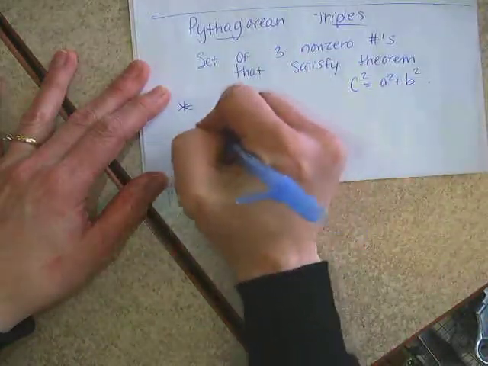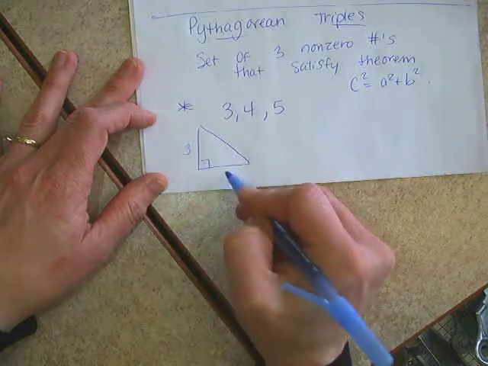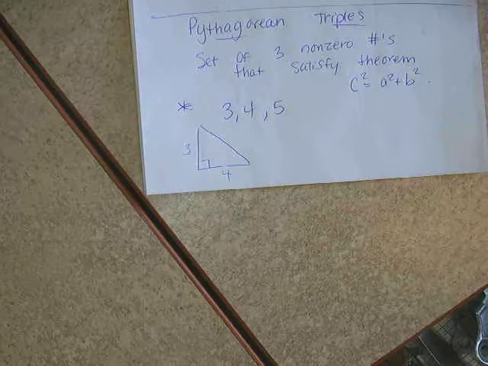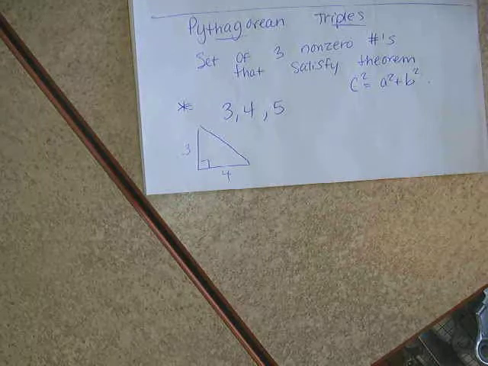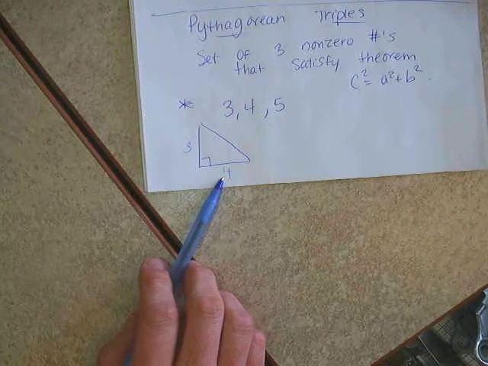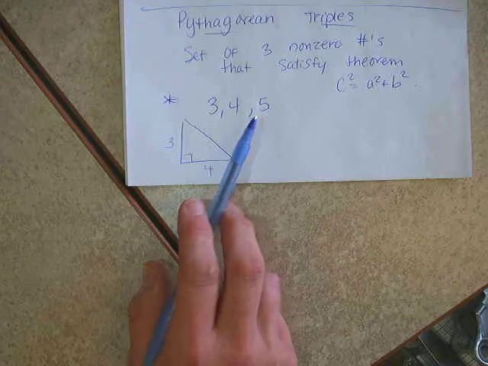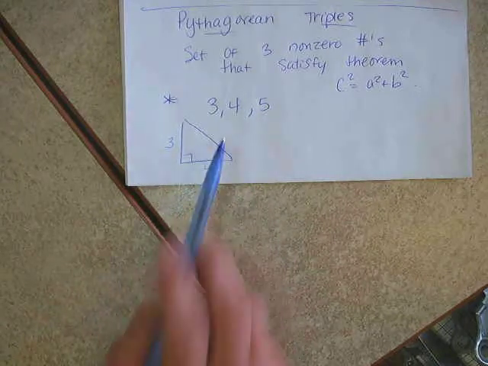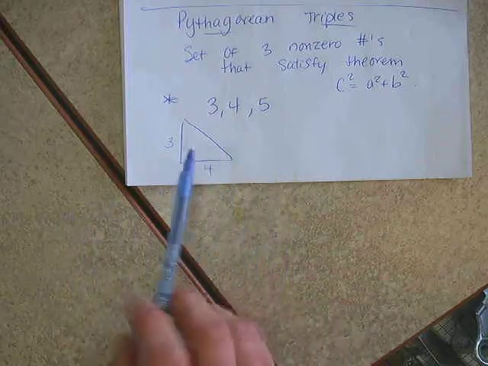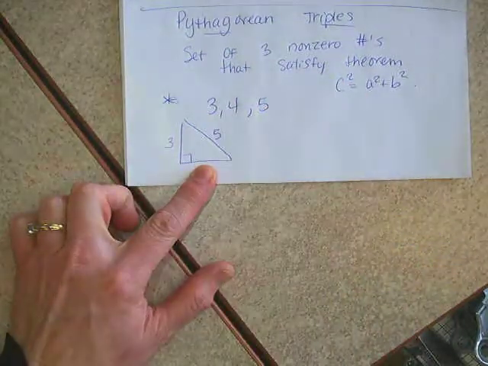And the reason it's worth your time is if I have a triangle where I see the legs are 3 and 4, I don't have to use the theorem. 5 should be the hypotenuse because 3 squared is 9, 4 squared is 16, their sum is 25, and 25 is the square of 5. Okay, so you are guaranteed.